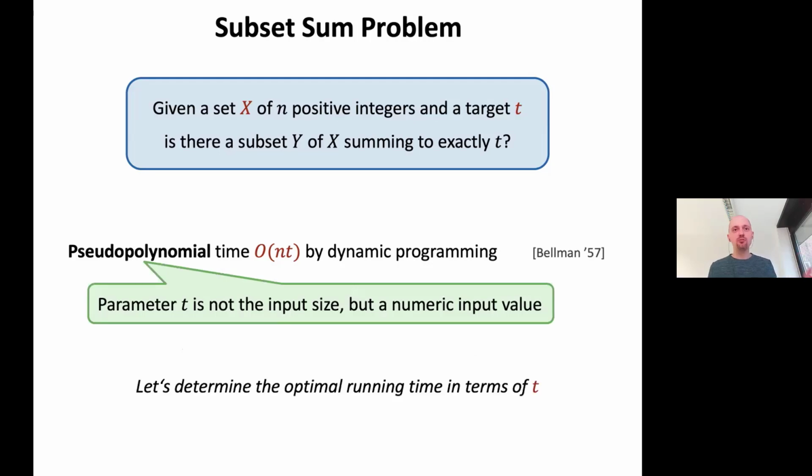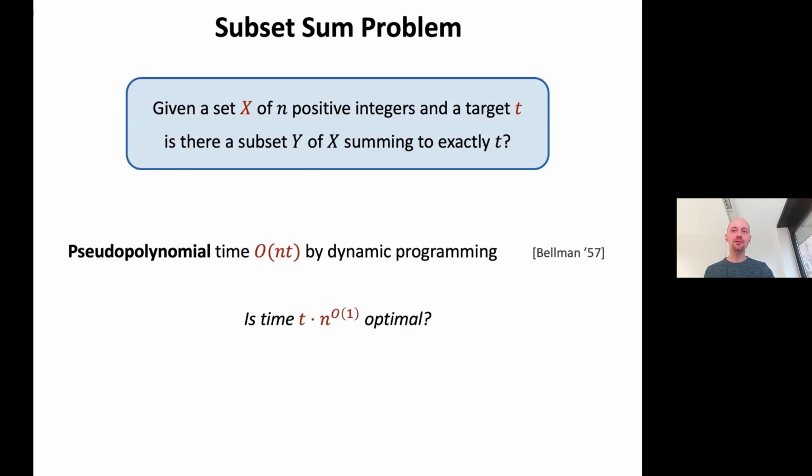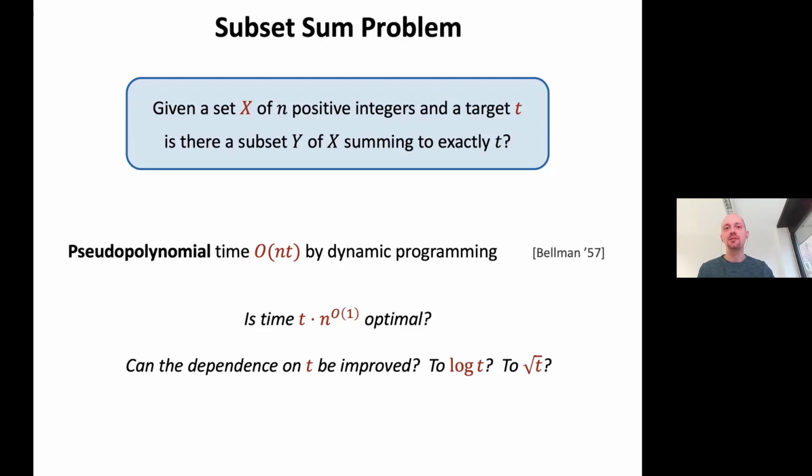Good. So now we've fixed a parameter, taking the viewpoint of parameterized complexity. We've fixed a parameter t now. Let's determine the optimal running time in terms of t. And also, for the beginning of this talk, let's ignore polynomial factors in n, which for lots of people in the audience should be natural. In particular, we ask whether time t times poly t is optimal, or whether the dependence on t can be improved, say to log t, or maybe just square root t or something. And on the other hand, if we cannot improve it, can we prove conditional lower bounds?